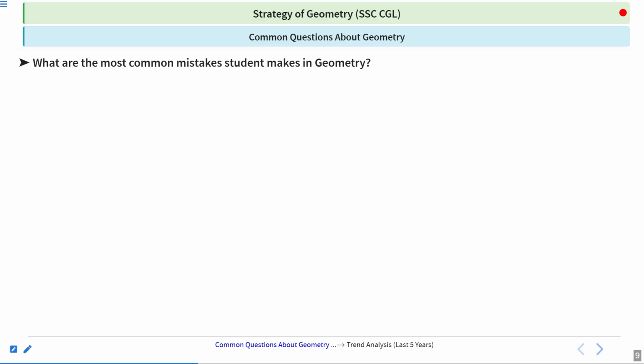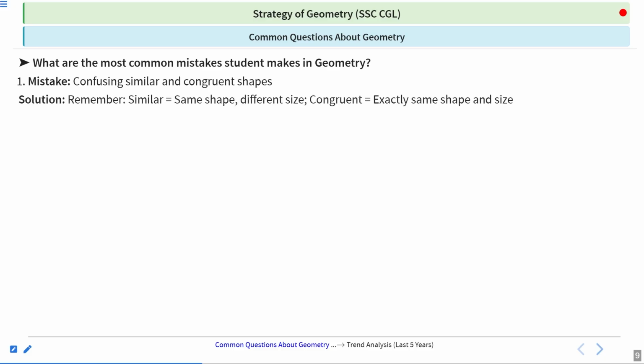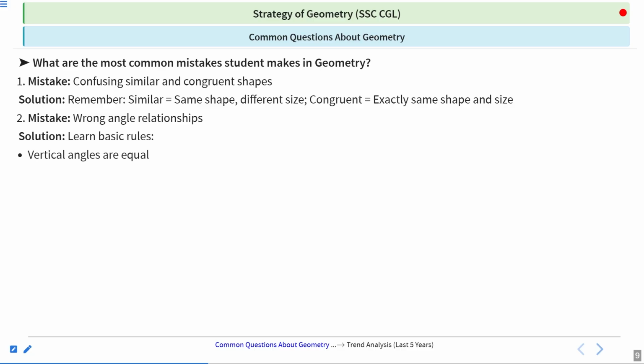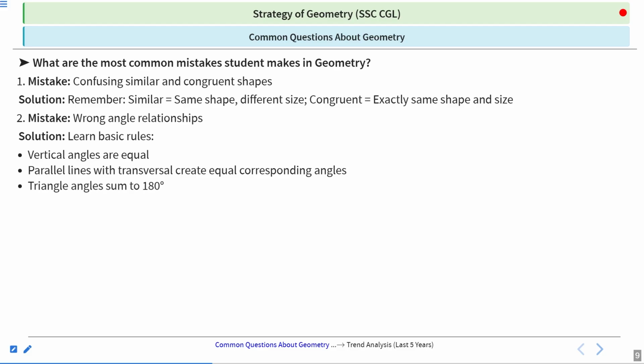Next question is, what are the most common mistakes students make in geometry? The first mistake is confusing similar and congruent shapes. The solution is to remember that similar means same shape but the size can be different. In congruency, shape and size should be exactly the same. Next mistake, wrong angle relationships. Solution: learn the basic rules. Vertical angles are equal. Parallel lines with a transversal create equal corresponding angles. The triangle angle sum is 180.